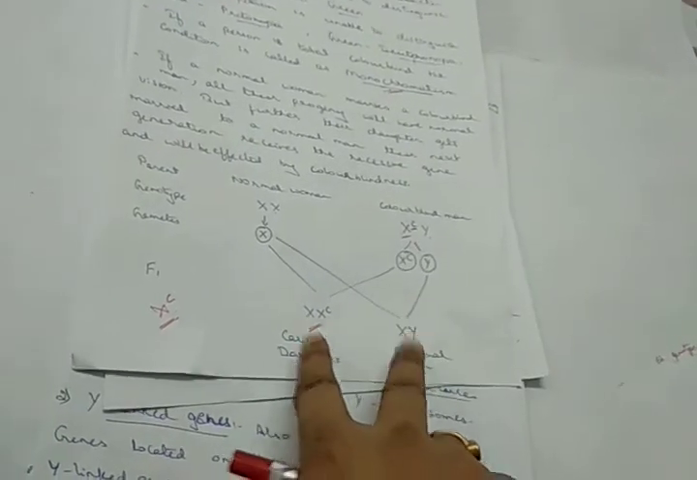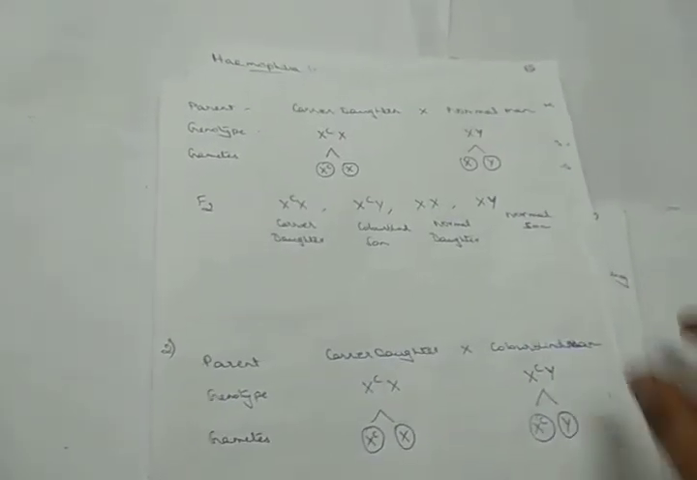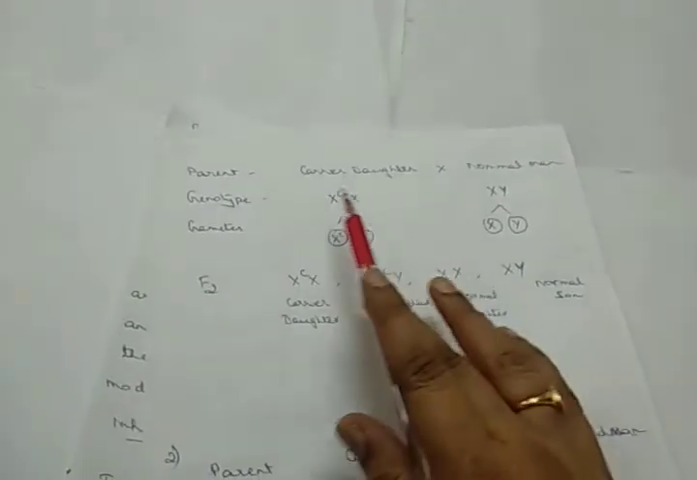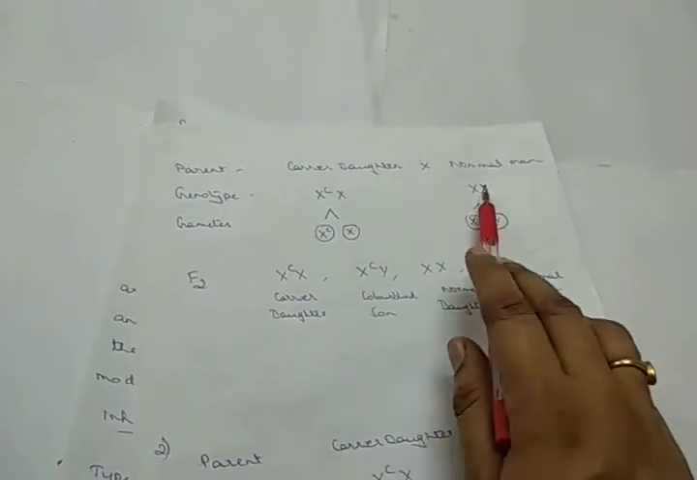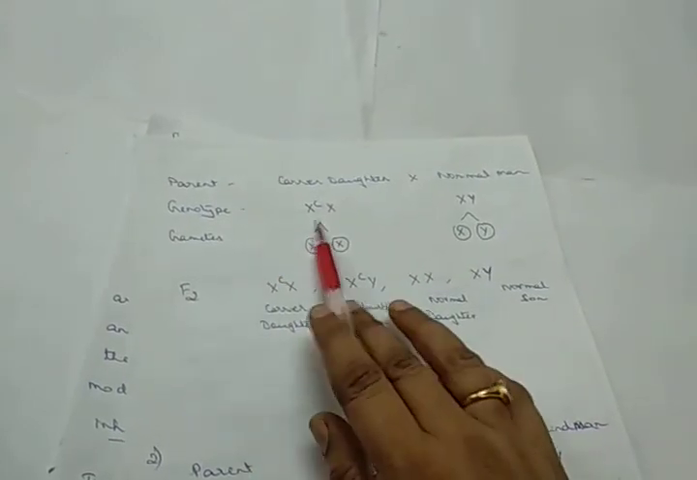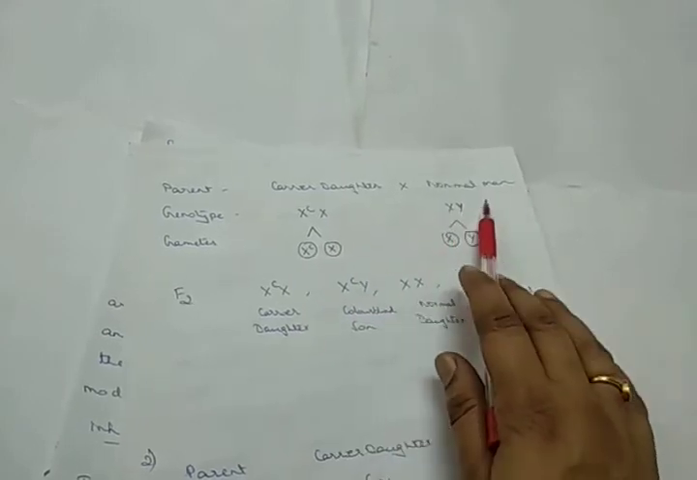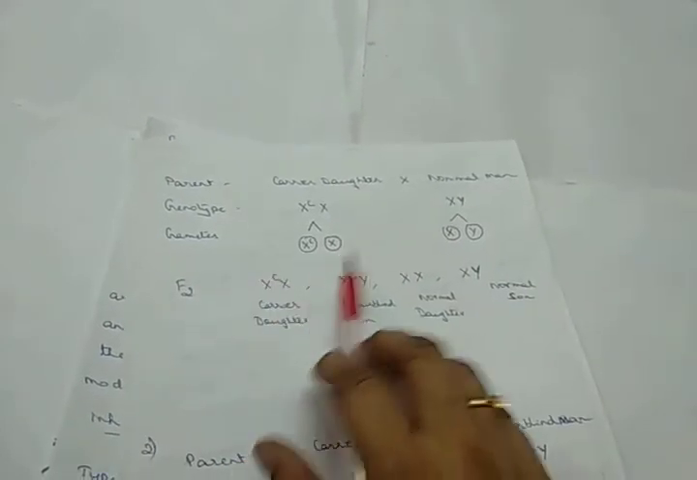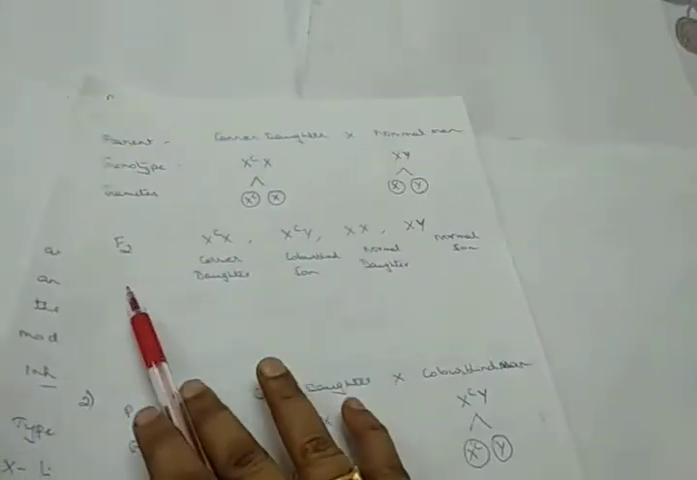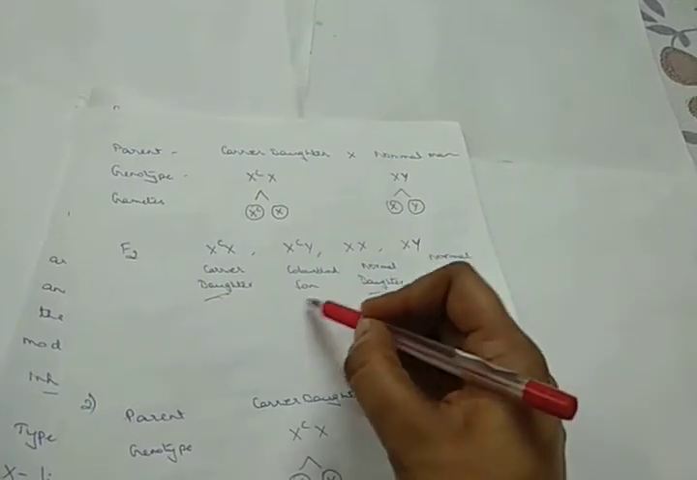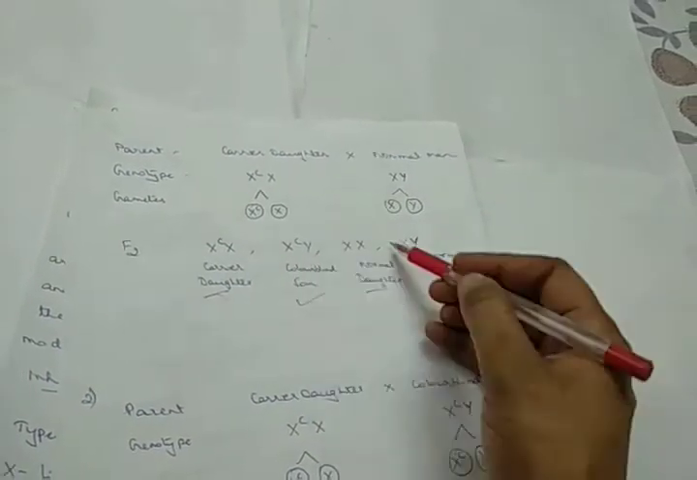Taking only these two conditions further, the carrier daughter now becomes the parent herself. So with a carrier daughter and a normal man, the genotype is represented as X with the recessive gene and a normal X, and XY for the normal son. These are the gametes. In the F2 condition, you can observe 50% daughters and 50% sons.